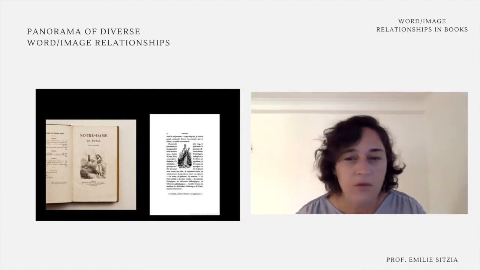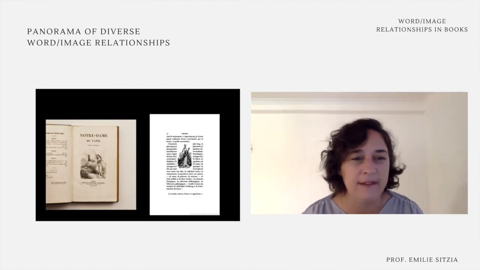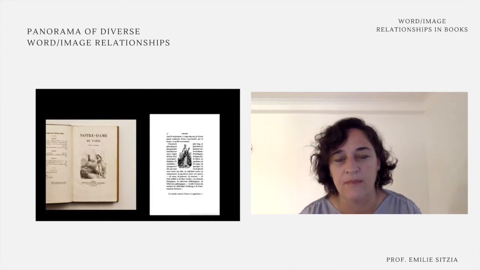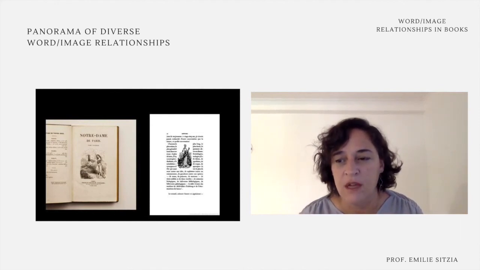So let's move on now to look at the relationship between word and image, because I think we've already seen that in our examples here, through the history of that relationship, of that placement, if you want, of the images in the book.